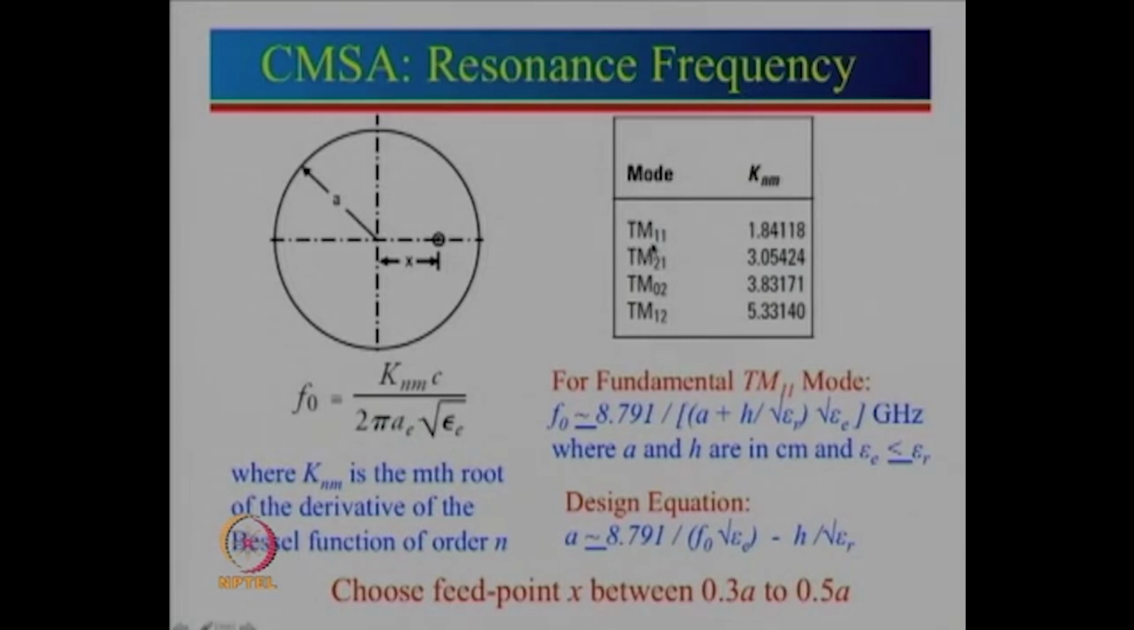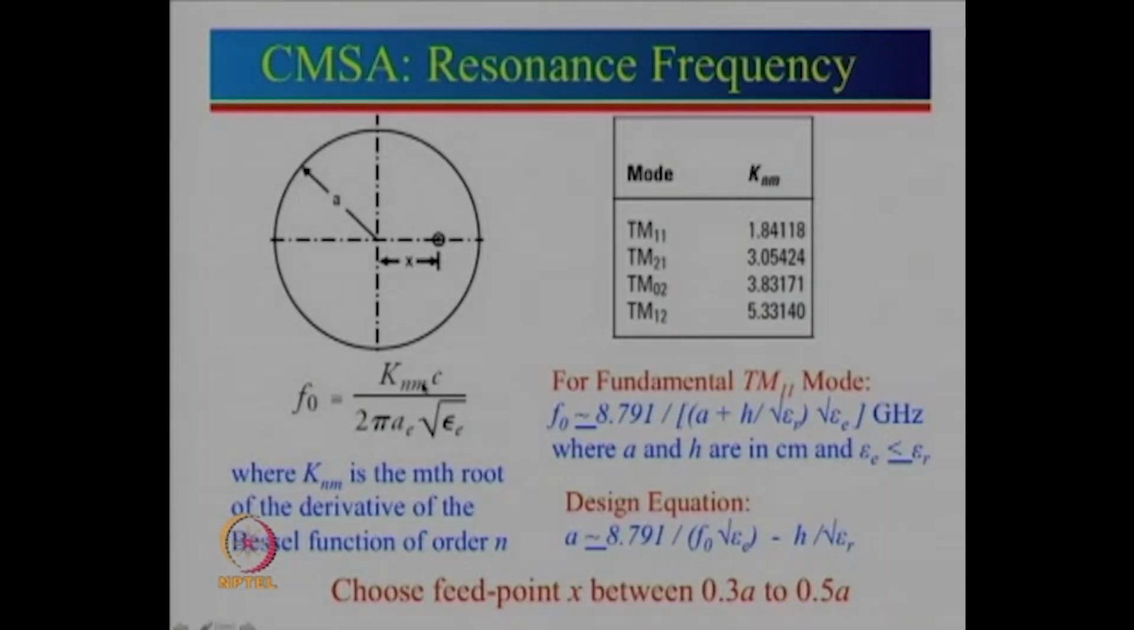So, we have different modes: 1 1, 2 1, 0 2, 1 2. You can go to 0 3, 0 4 and so on. So, what we need to do, most of the time we are interested in the fundamental mode. For that, KNM value is 1.84118.